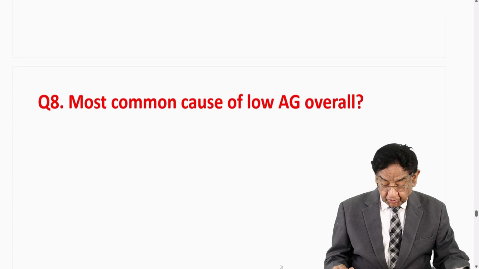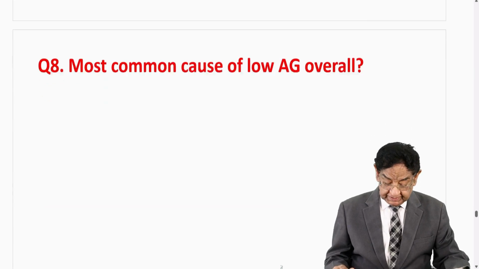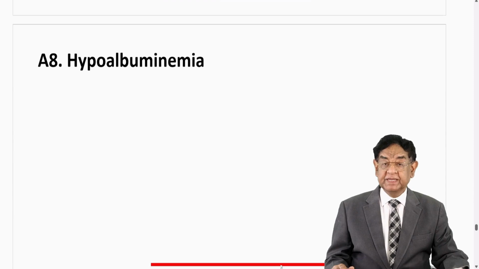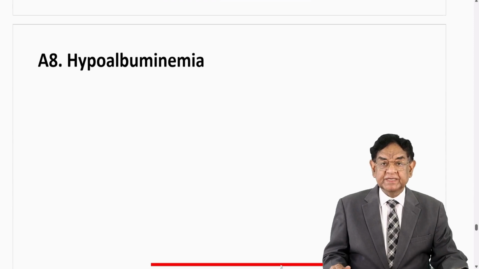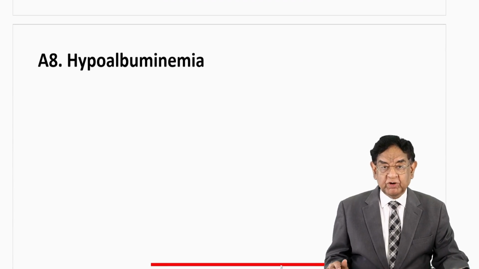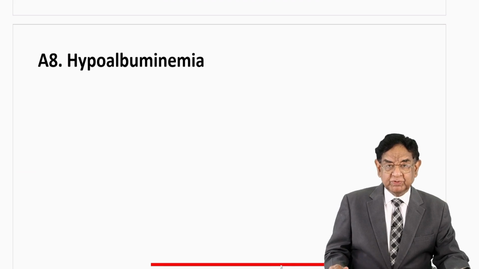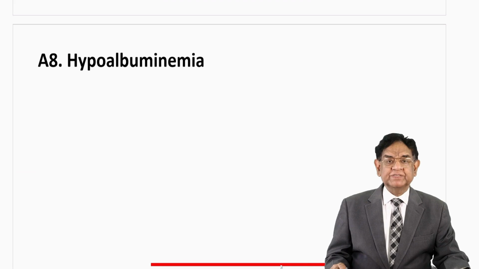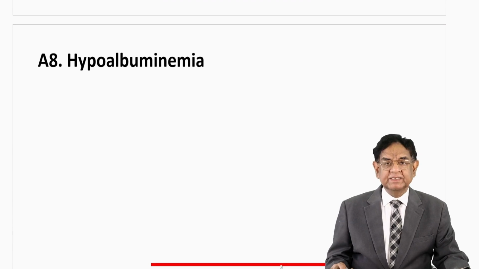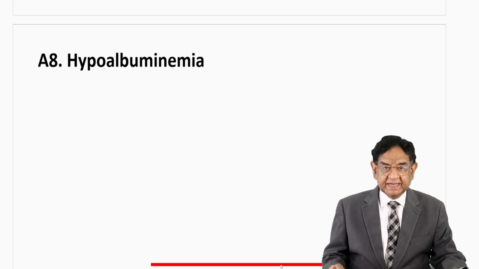Then most common cause of low anion gap overall. The answer shall be hypoalbuminemia. Remember, when we do calculation, if you are not taking into consideration albumin level, you are bound to get low anion gap. That's why whenever we are calculating anion gap, serum albumin should always be measured and correction should be done accordingly. And that correction I have told you in my lecture on anion gap.